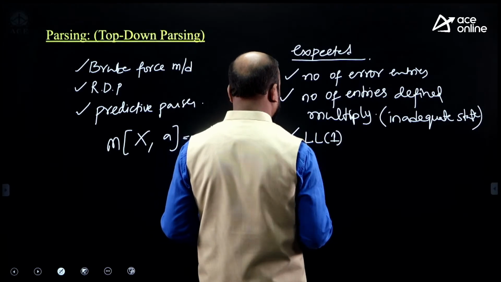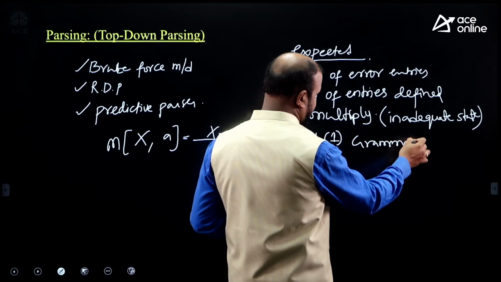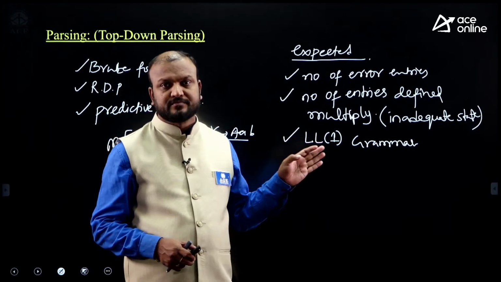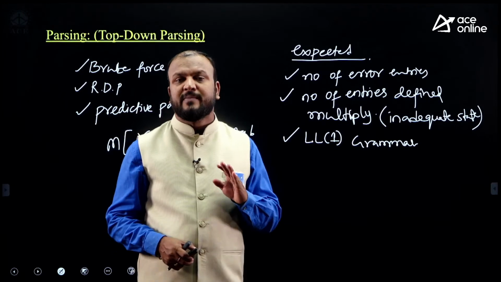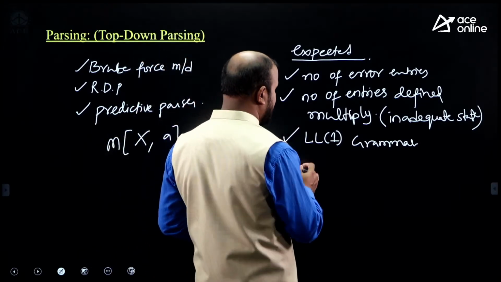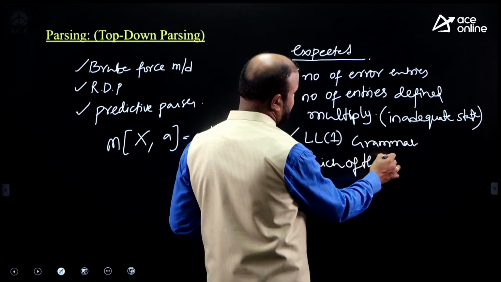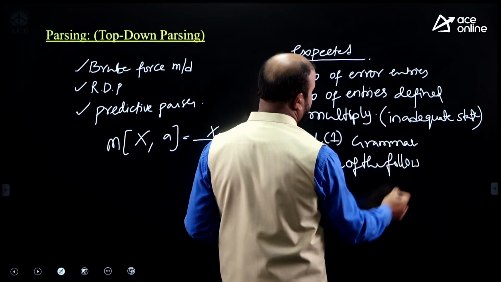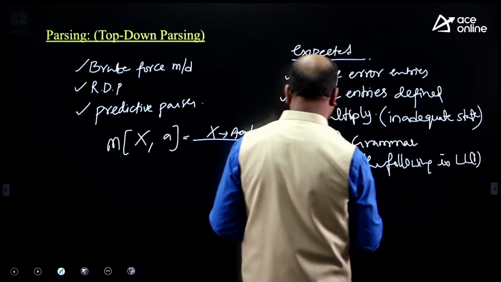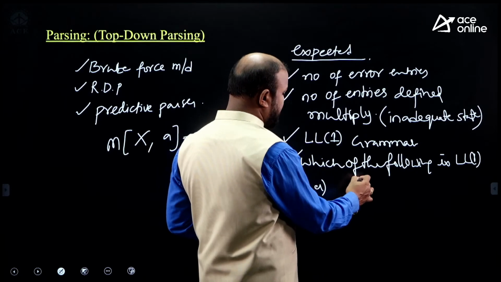Now, what is an LL-1 grammar? This is a grammar suitable for the predictive parser. And if the grammar is LL-1, the parse table does not have any multiply defined entries. They may ask you a question: which of the following grammars is LL-1? They may give you options A, B, C, D.